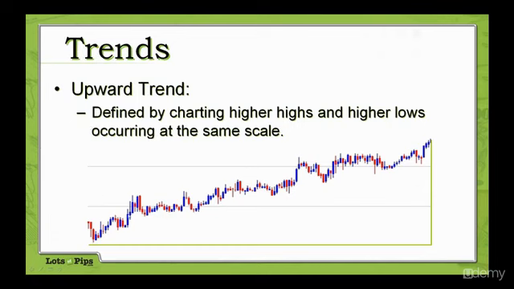Upward trends, we talked about this in the earlier video, are defined on a chart by the chart making higher highs and higher lows. As long as it's making higher highs and higher lows, we're in an upward trend. As soon as it changes and starts making lower highs and lower lows, then we're in a downward trend. And if it's not doing either, then we're in a sideways channel. And things are obviously different scales and times as well.